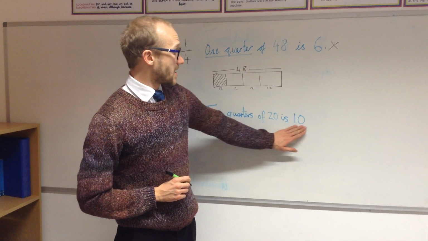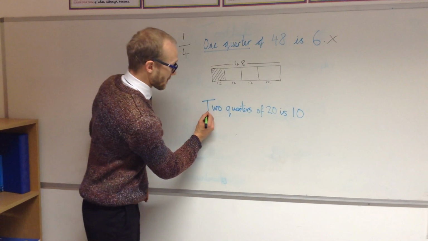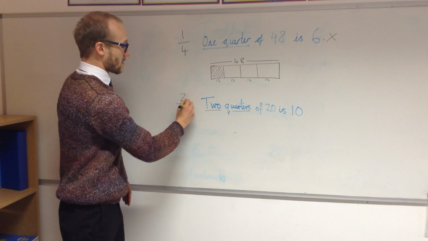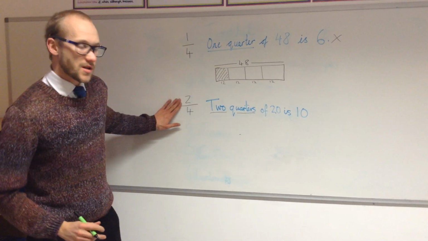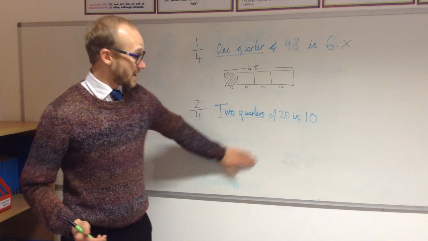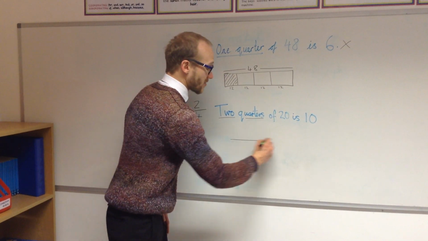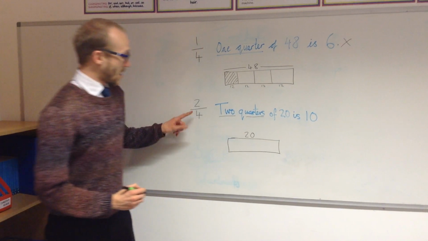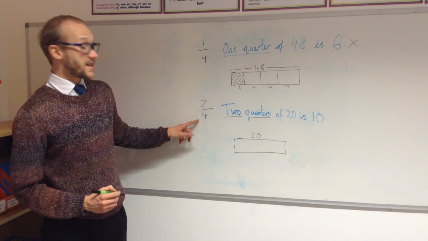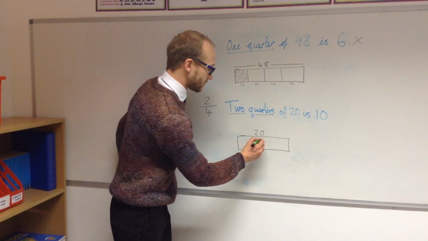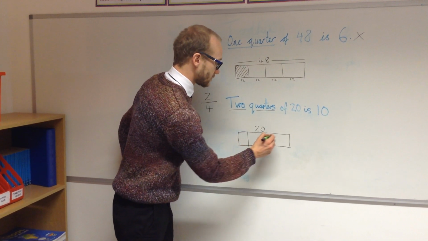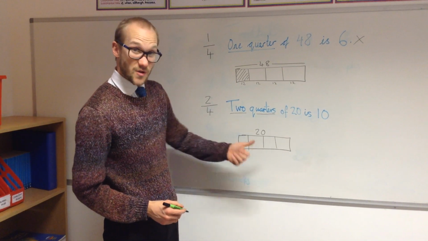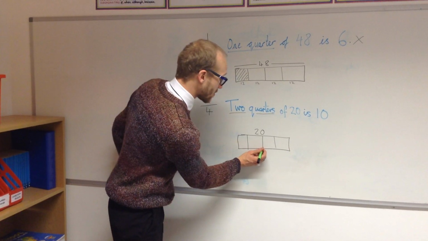2/4 of 20 is 10. 2/4. Just write my fraction up. 2/4 of 20. The bar is going to be worth 20. Look at my denominator. I'm dividing it into 4 equal parts. 20 divided by 4 is 5, so I can label some more information.